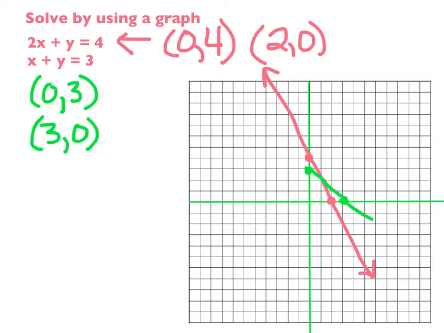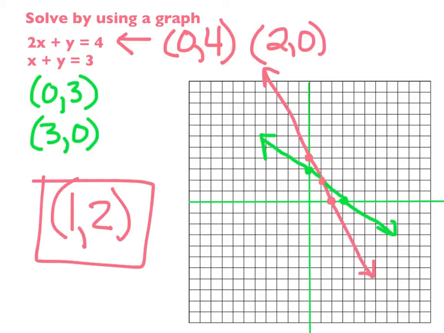And I'm doing this freehand, which I don't recommend you do when you're actually trying to solve a system using graphing. Use a ruler. I can't use a ruler on my iPad. But we can see that these guys cross right here. So the ordered pair there is (1, 2). (1, 2) is the solution to this system of equations.